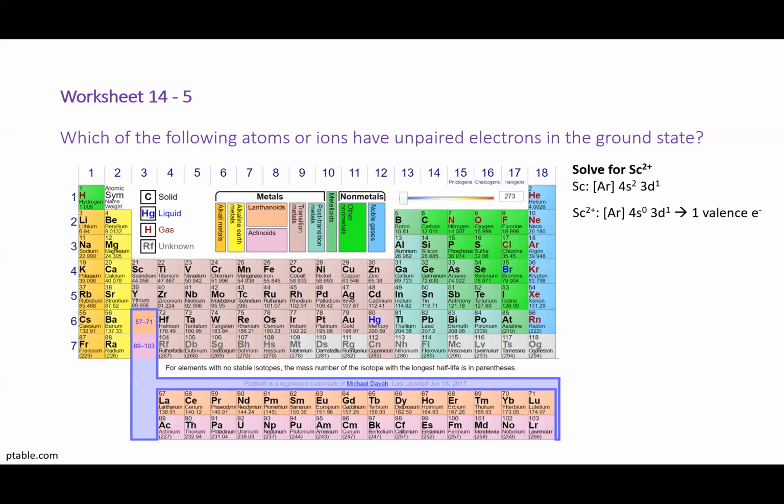And because that valence electron is in the d orbital, there's only one way of putting that electron in the 5 different orbitals. So as you can tell from here, scandium 2+ does have an unpaired electron.